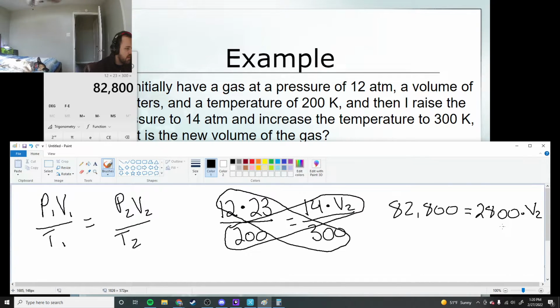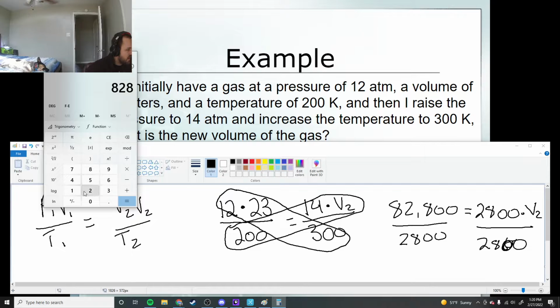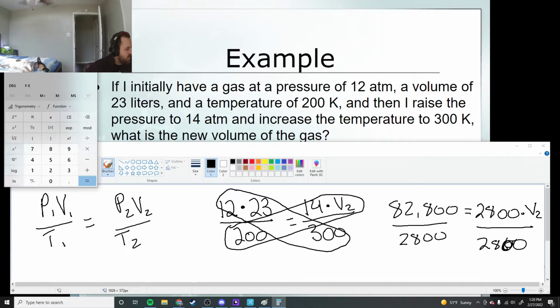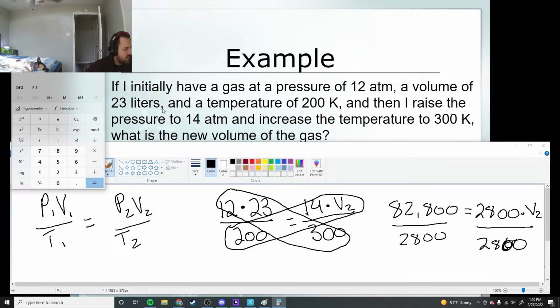Times V2. And then to solve for V2 and get it all by itself, we've got to cancel out that 2,800. So we're going to divide both sides by that value. That's a 0, not a 6. So we take 82,800 divided by 2,800, and we come up with this value right here, 29.57.